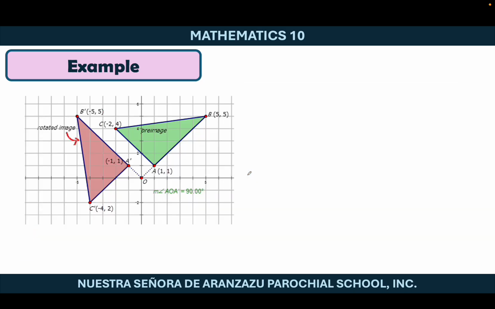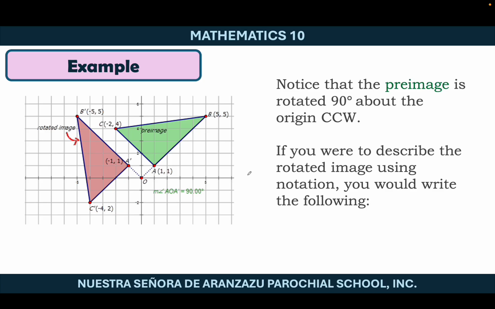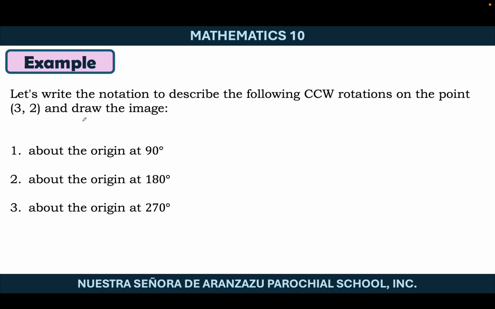Let's have this example. Okay, so ito na yung pinakita ko na to kanina kung paano din i-review formula for the 90 degrees rotation of the counterclockwise. So, if you are going to describe the rotated image using the notation, so that is the image, the pre-image was rotated 90 degrees counterclockwise from the given point x, y, it becomes negative y, x. So, this is negative 2. So now, let's write the notation to describe the following counterclockwise rotation on the point 3, 2, then draw the image. So, ang gagawin natin ngayon muna is the mapping rule.